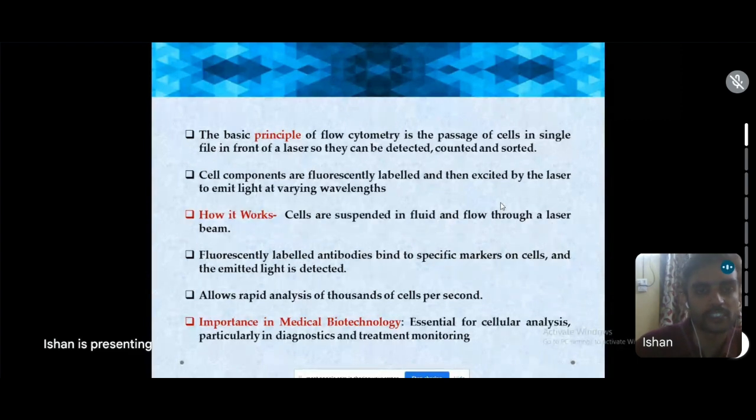Now, coming to the cell components. The cells are fluorescently labeled and then excited by a laser to emit light of varying wavelengths. As the name already suggests, it is fluorescently labeled. What is fluorescence? Fluorescence means to emit light, which can be collected via acceptors or a diode.